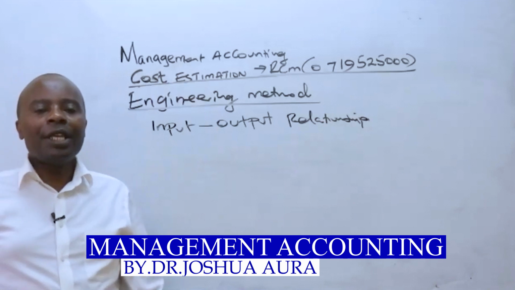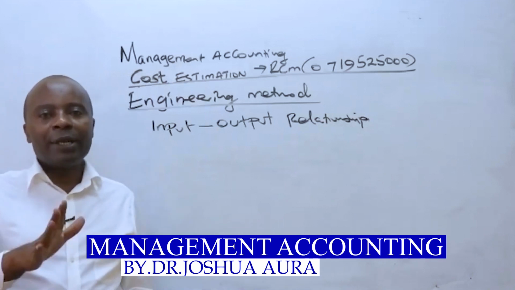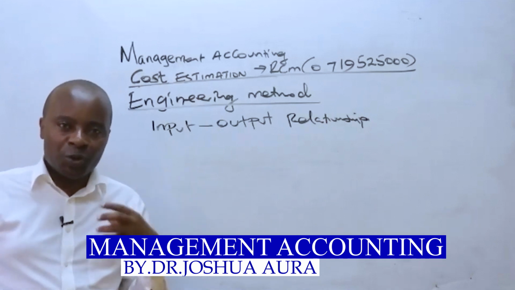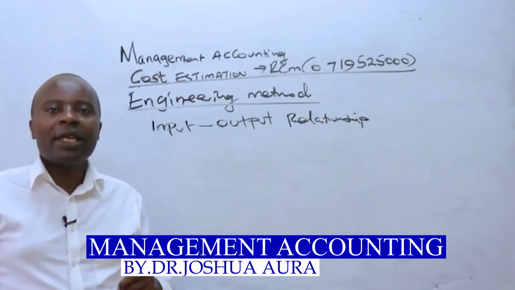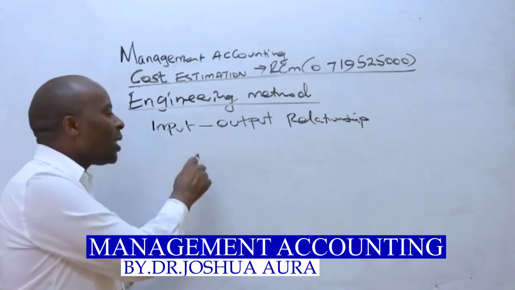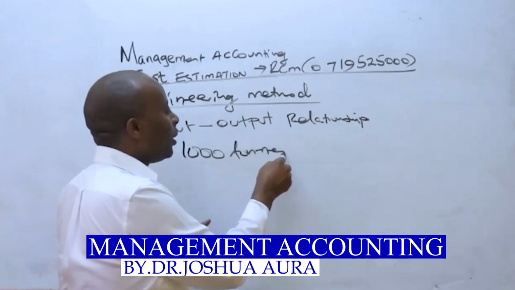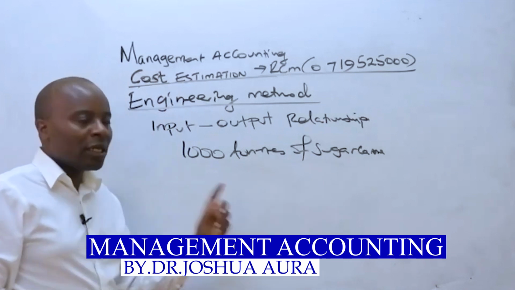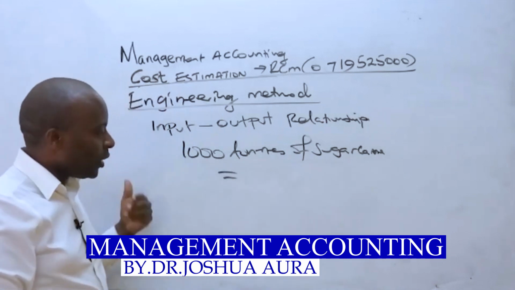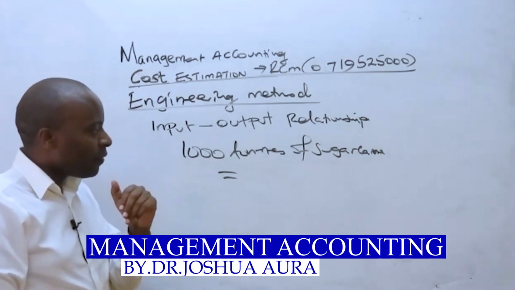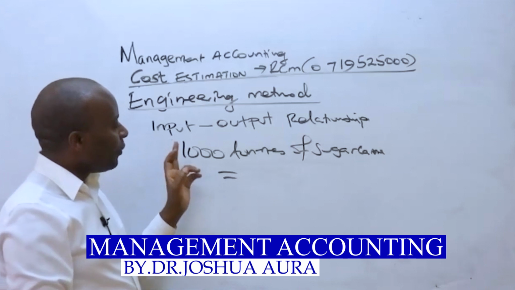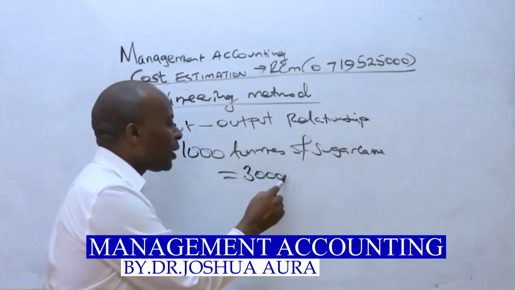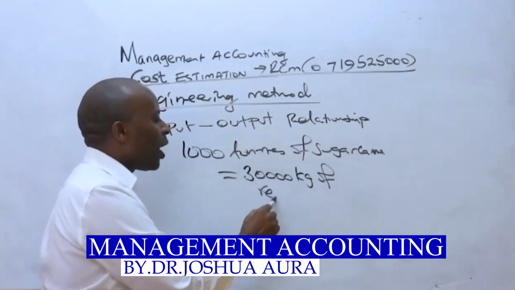Such that if, for example, you're looking at a company like Mumias Sugar, even from their daily production, they must be quite aware that if they are going to put in their system 1,000 tons of sugarcane, they must have, even if they have not been keeping records over those many years, from their current experience, they must be knowing that if they put 1,000 tons of sugarcane, they are going to get, for example, 30,000 kilograms of refined sugar.